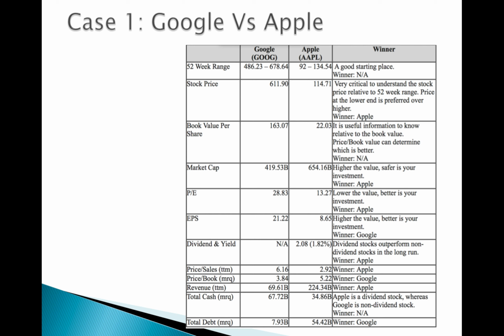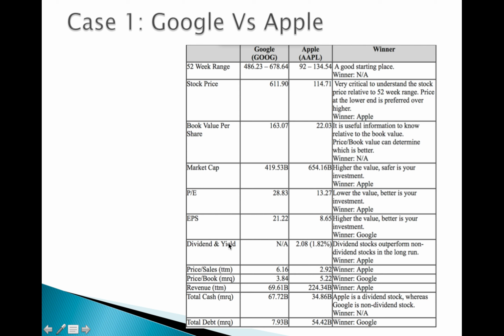Now if you look at the 52-week range, that's a good place to start, and winner is not applicable. Stock price, the winner is Apple because it is closer to the 52-week low range. Book value per share, winner is not applicable because we are going to use the price to book ratio instead. Market cap, higher the value, safer is your investment, so winner is Apple. P by E ratio, lower the value, better is your investment, so the winner is Apple. Earnings per share, higher the value, better is your investment, so the winner is Google.